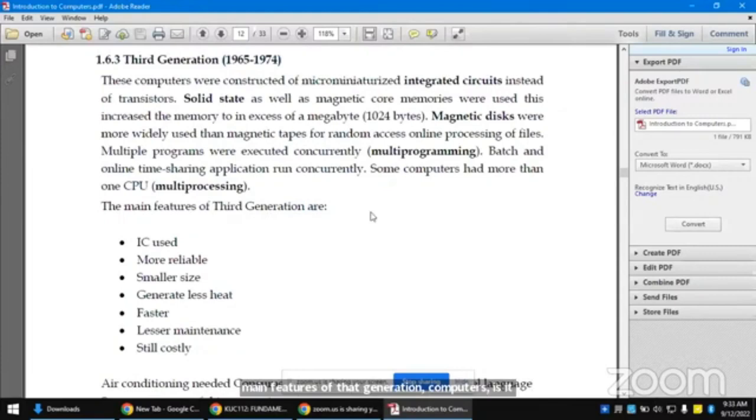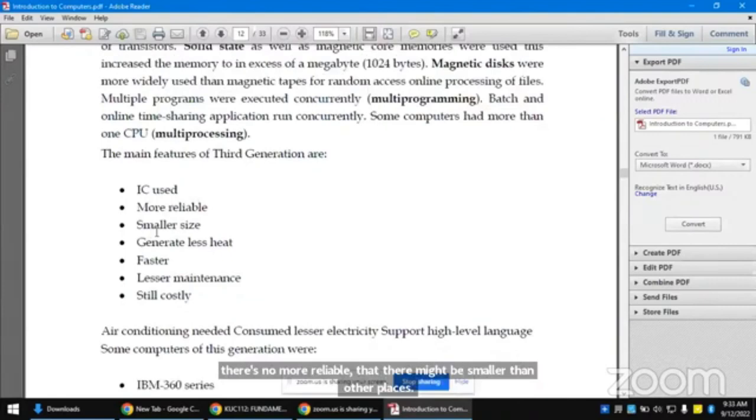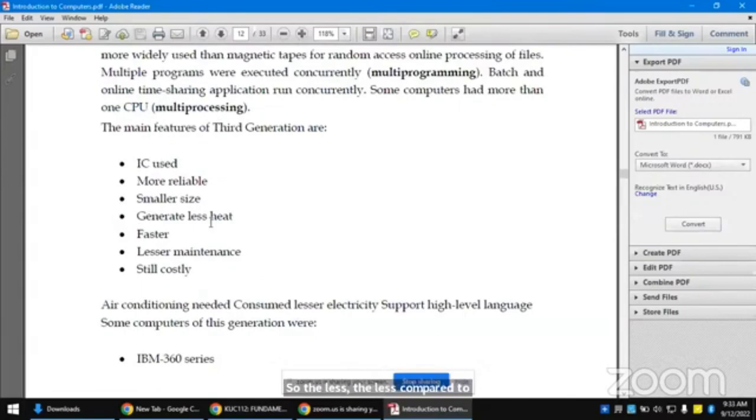Then they were more reliable. If you compare to the first and second generation, these ones were more reliable. Then they were a bit smaller. They generated less heat. They still generated heat, but less compared to the first and second generation. Then lesser maintenance. They require lesser maintenance compared to the first and second generation.